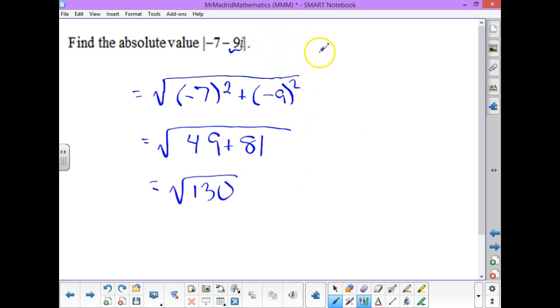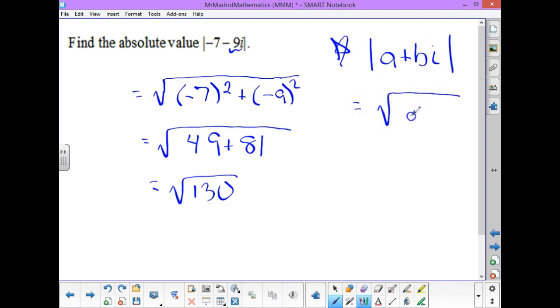If it helps, I'll put a star here. You can consider the formula for this kind of problem. Essentially, if you're asked to take the absolute value of a plus bi, generically, it's equivalent to taking a squared plus b squared, and the square root of that.